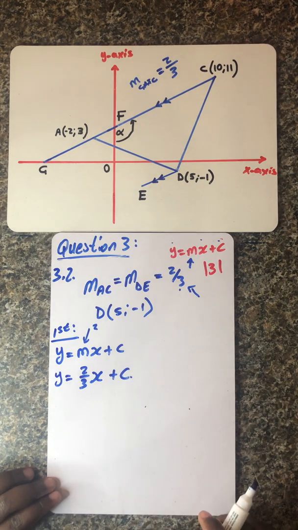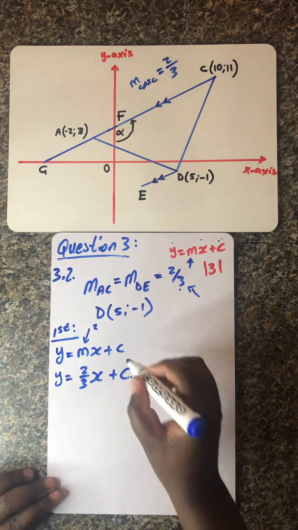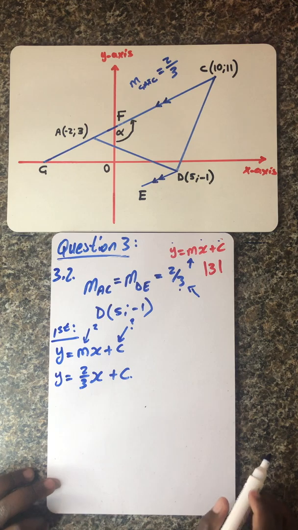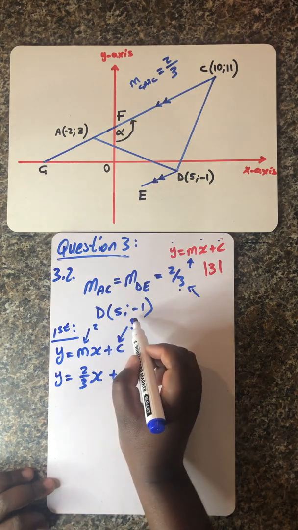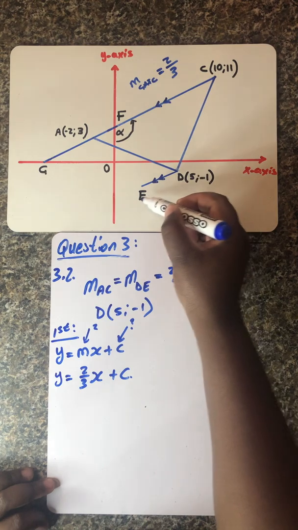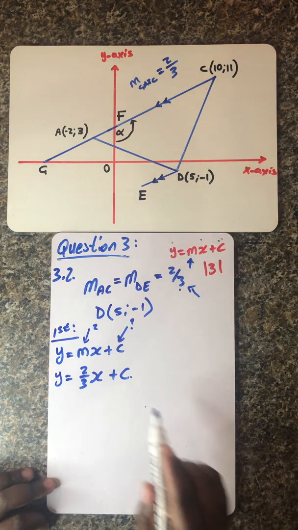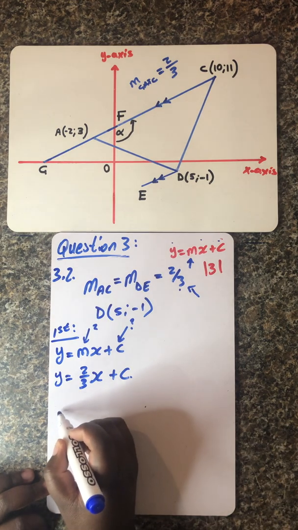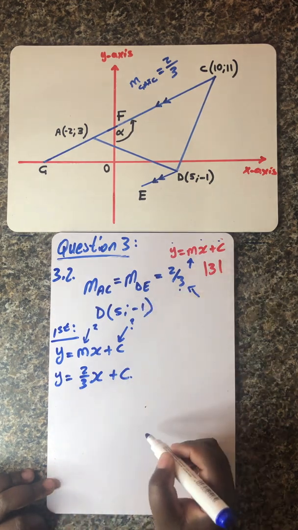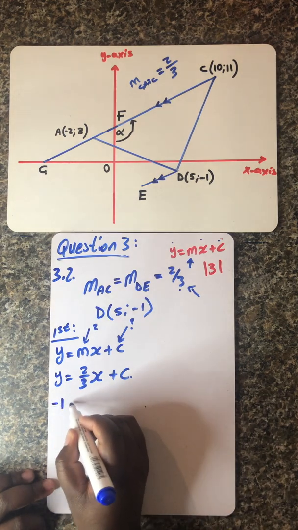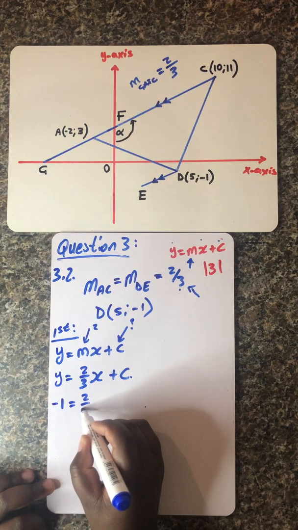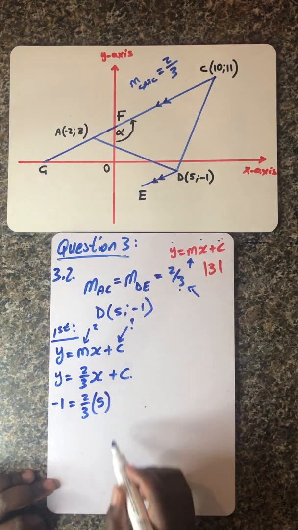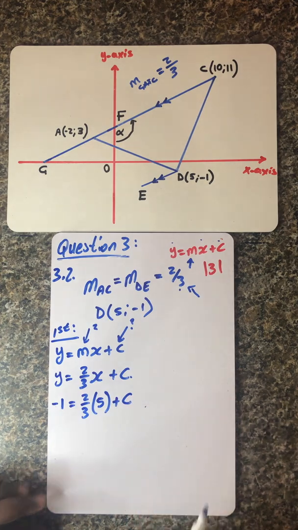So as you can see, ladies and gentlemen, we actually need the value of c. Okay, so we can make use of one point along the straight line of DE to calculate the value of c. Okay, guys, it's very easy. We use the coordinates of D. We know y is -1, which is equal to 2/3 into the x value. It's 5. We just substitute 5. Then you say plus c.